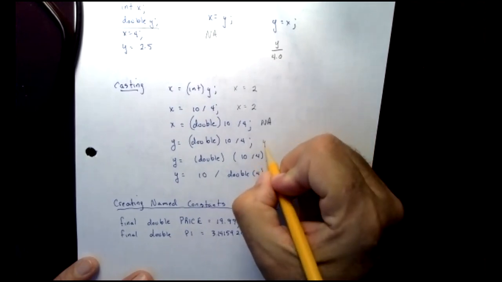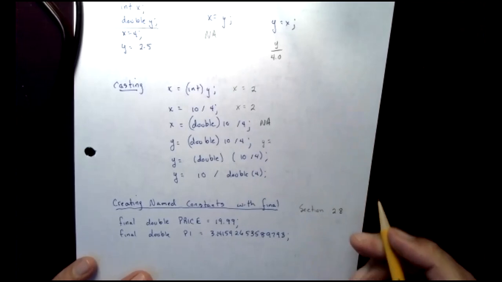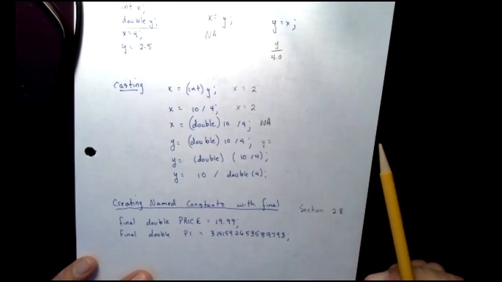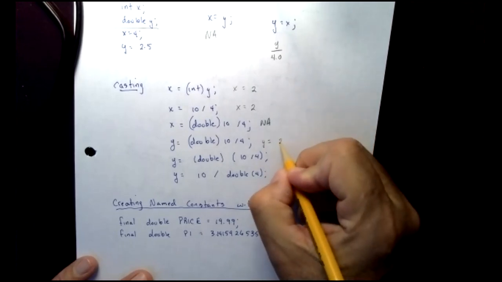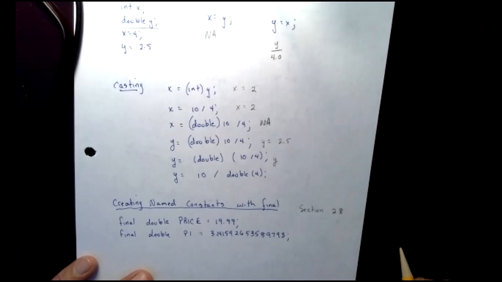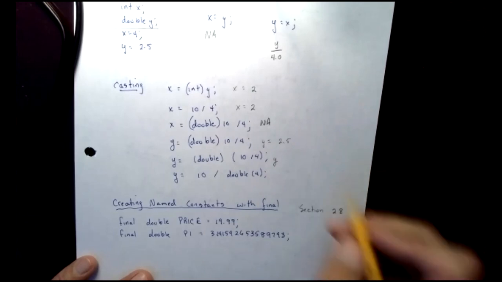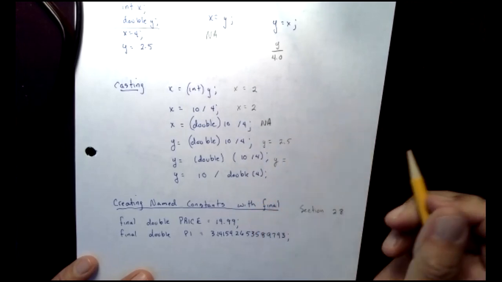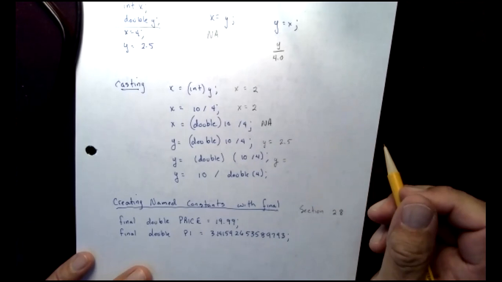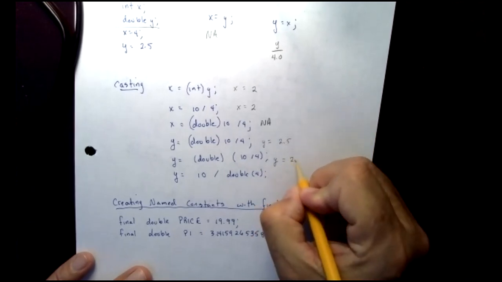What do you think the answer to this one is? What's y get the value of? 2.5. Yeah, 2.5, good. What about this one? What does y get the value of? 2.0. Very good, 2.0.